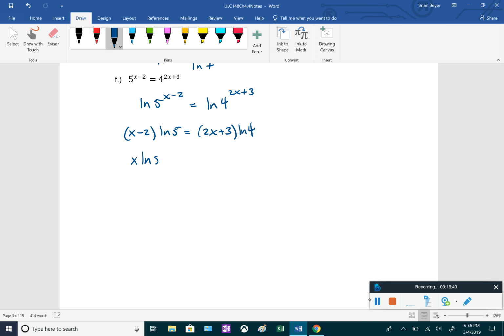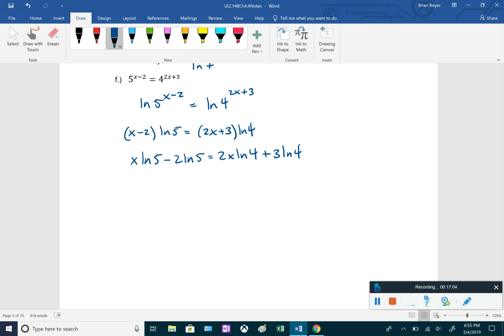So it's going to be x times the ln of 5 minus 2 ln of 5 equals 2x ln of 4 plus 3 ln of 4. You might notice that I put the variables in front, like I put the ln's last. That's just so you don't have to put parentheses around things to make sure you're not connecting them. Okay, so let's get all of the x's on one side.